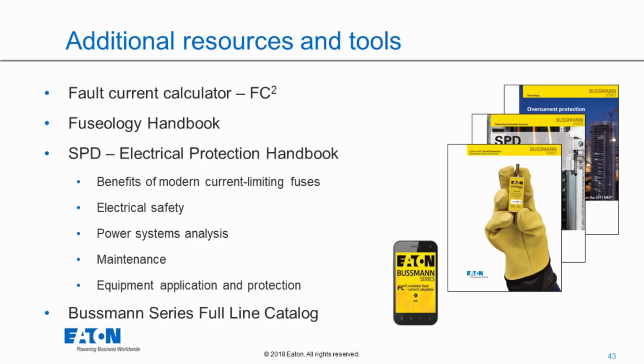Probably our most technical resource is the Selecting Protective Devices handbook. This has been around for a long time. I got my first one in 1987. It's been updated every 3 years based on the National Electrical Code. It has the benefits of modern current limiting fuses, talks about electrical safety, and has power systems analysis. It also has maintenance devices in there and how you properly maintain your devices, equipment application and protection.